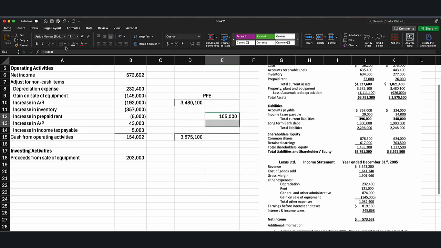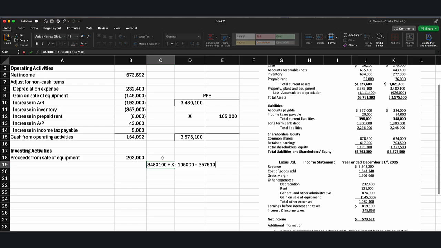So I know that I had purchased some PPE, right? And we know that when we buy PPE, we put it on the debit side. So let's just find that number. You could write it out as an equation: 3,480,100 plus X minus 105 equals 3,575,100. And you just solve for it algebraically. Okay, so I'm going to do that right here. It's basically this plus this minus this.